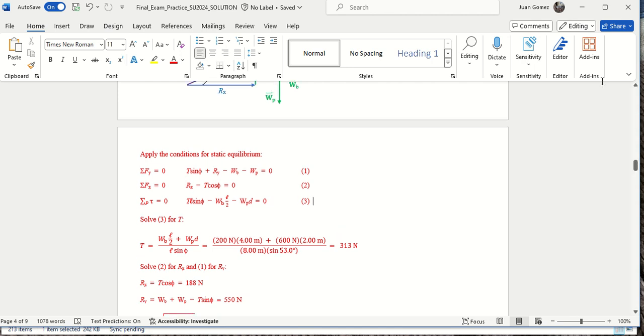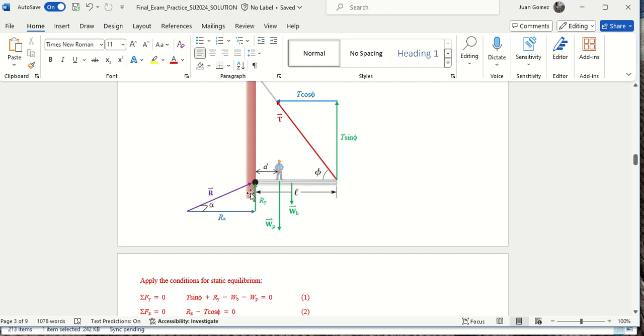Not a big deal. Now let's do the sum of the torques about our pivot, indicated by the black dot there. The sum of the torques equals 0. Imagine if the beam were free to rotate about that pivot: the tension force will create a counterclockwise rotation. By definition, that's a positive torque. The two weights will create a clockwise rotation. By definition, those are negative torques. And the reaction force creates no torque. Any force that acts at the pivot creates no torque.